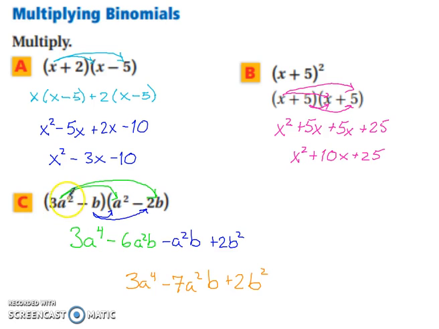So we distribute the 3a squared, and then we distribute this minus b, and you end up with 3a to the fourth minus 6a squared b minus a squared b plus 2b squared, and then we combine like terms, so our two center terms are our only like terms, to give us this minus 7a squared b.